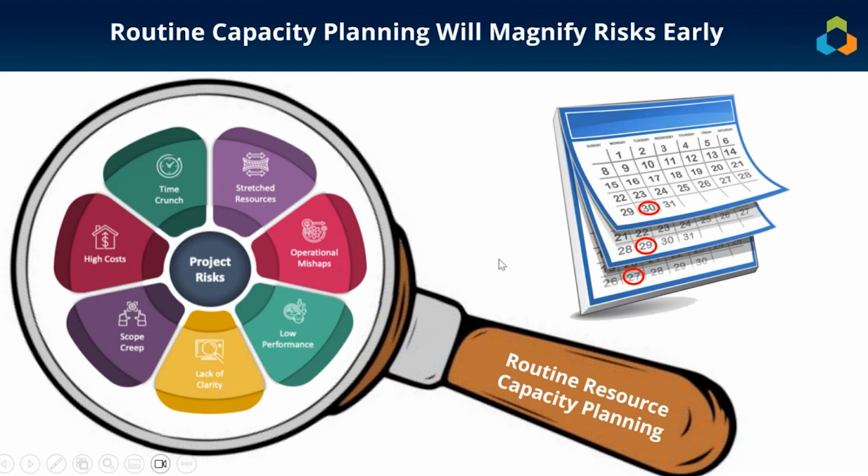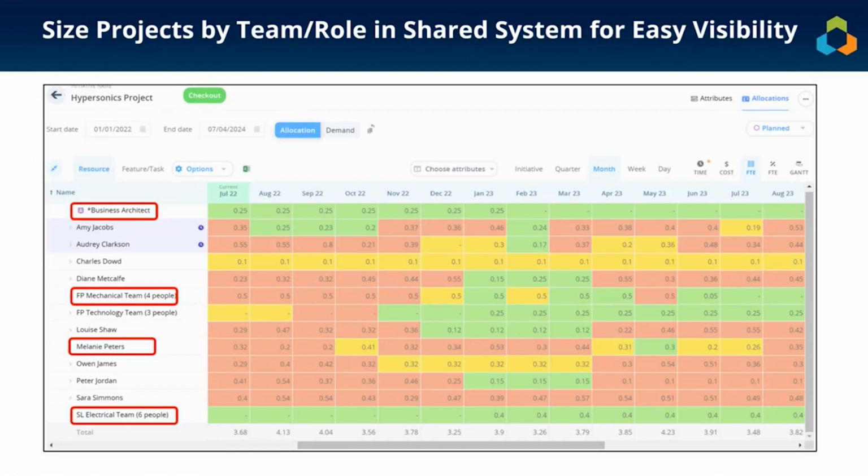The PMs that used to report to me had to do this at least monthly, but most of the time they're in there doing it on a regular basis, anyway, more frequently. So how do we make this easy? You use a shared system that's easy to adopt. You want to size your projects by team and role, which is also far easier than going in and putting people by tasks.